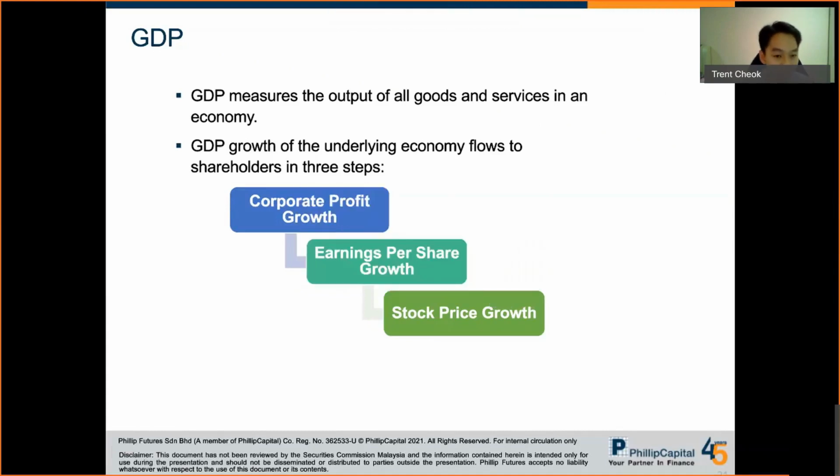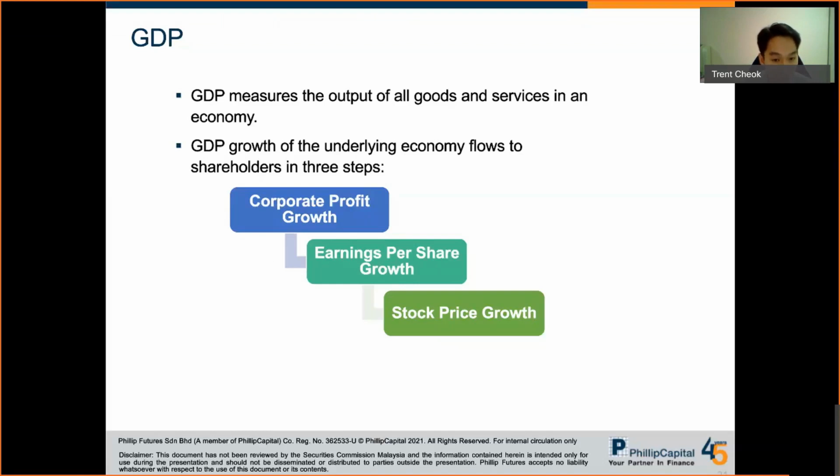So just now I was saying GDP is a measure of all the income of the economy, based on the output of goods and services. When there's GDP growth, the total income of the economy is growing. So how is it affecting the stock market? You can see in the chart here, there's a 3-layer here. When GDP grows, it indicates that corporates, meaning all the listed companies in the index in general, their profit is growing.